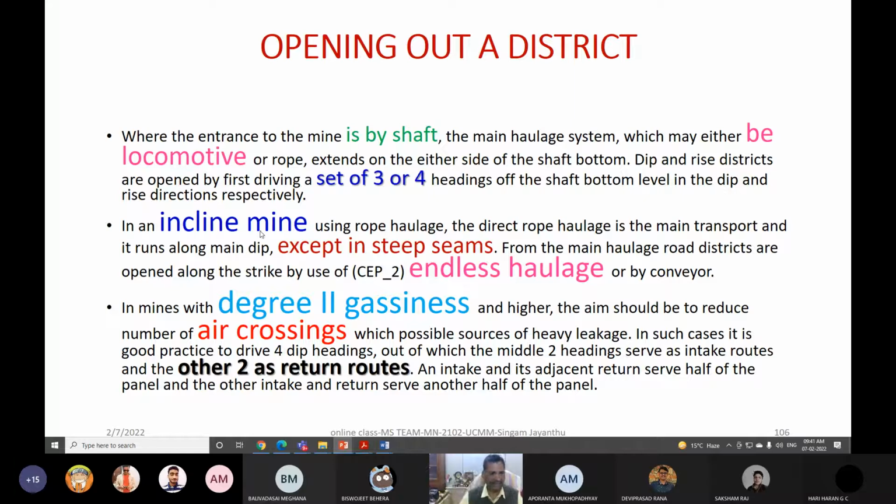And then in an incline mine using rope haulage, as you can see now, the direct rope haulage is the main transport and it runs along main dip. Now the numbering is also given like that. When it is there, it can be a main dip, and they may name it 0 or 1, or if it is a north side, south side, they may use 1 north, 2 north, 3 north, 4 north, 5 north. These are the dip 1, 2, 3, 4, 5, 6, right?